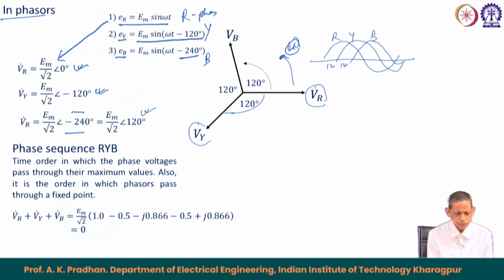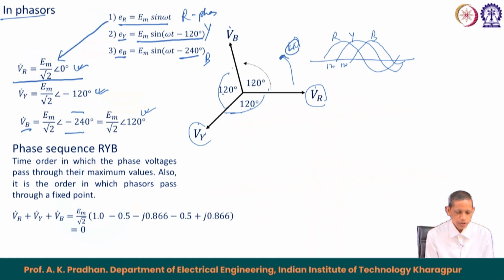Now, what happens here for the B phase is that it will be lagging the corresponding Y phase by 120 degree. So, 120, 120, 240, this is minus 240 with respect to V r. From this side, if we say this is plus 120, that is the same thing we are talking about. So, 120, 120, 120, total it becomes 360 degree. So, when you represent in terms of V r, E m by root 2 at 0 degree, V y is E m by root 2 at minus 120 degree, V b becomes equal to E m by root 2 at minus 240 degree, or E m by root 2 at 120 degree.